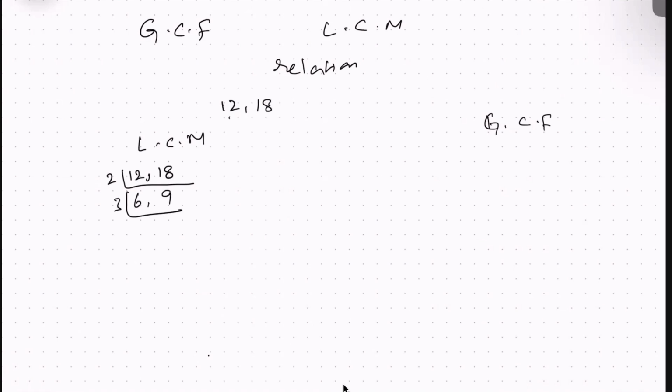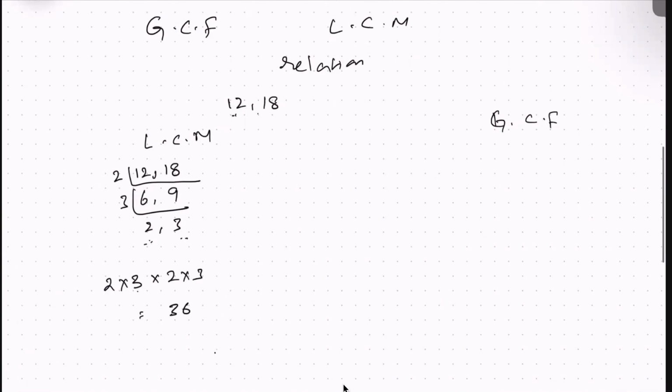Now I divide with 3. 2 comma 3. So there is no common factor that can divide these two numbers. So the LCM is equal to 2 times 3 times 2 times 3, which is equal to 6 times 6, 36.